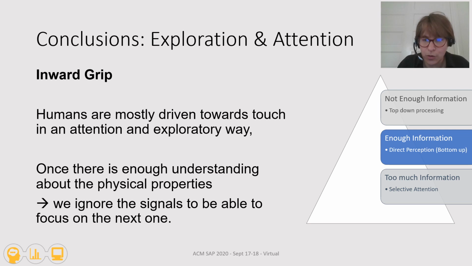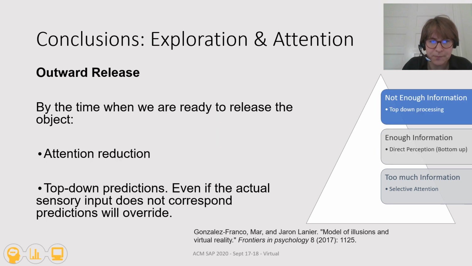So we have this duality, right? The asymmetry means that the inward grip is a moment in which humans are being very exploratory. They're paying a lot of attention to the object and its physical properties. And once there is enough understanding, we ignore the signals, so we're able to focus on the next experience. Whereas on the outward release, by the time we're releasing the objects, we undergo an attention reduction and also all these top-down predictions start playing. So even if the actual sensory input doesn't completely correspond, the prediction can override.